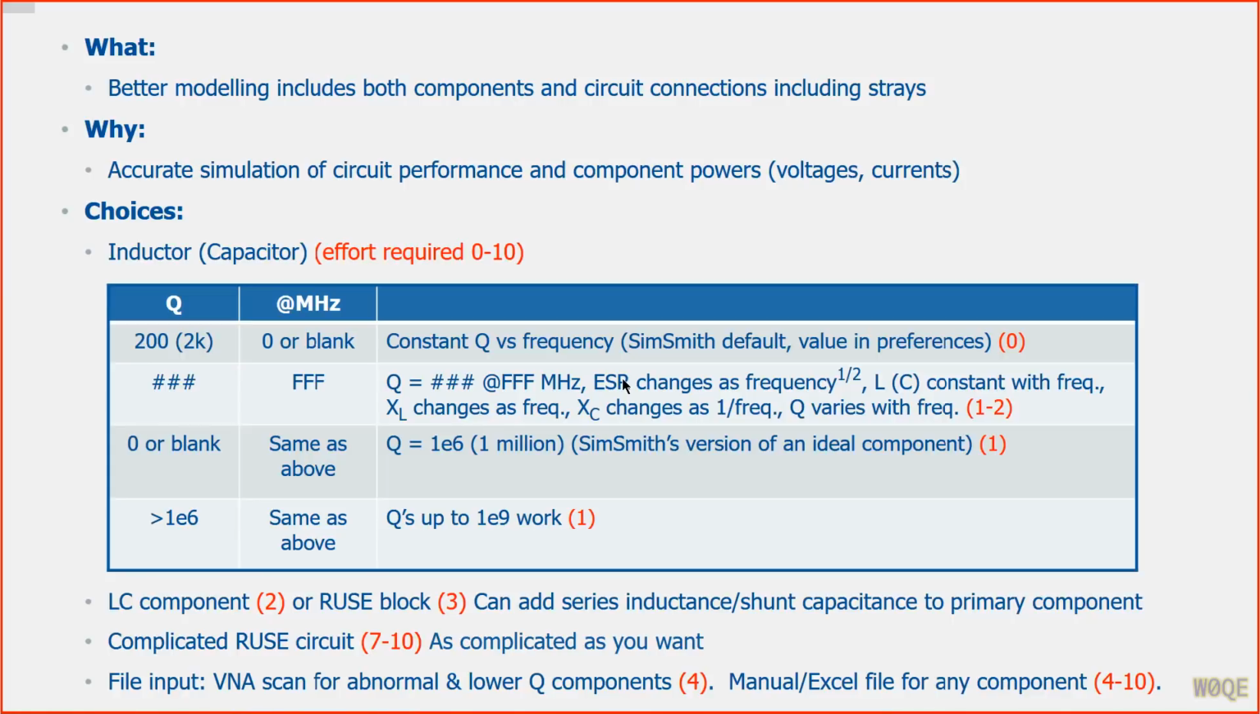But nevertheless, this is a better model for most things. And it doesn't cost us very much effort to put a Q and a frequency in here if we have an idea what they are.